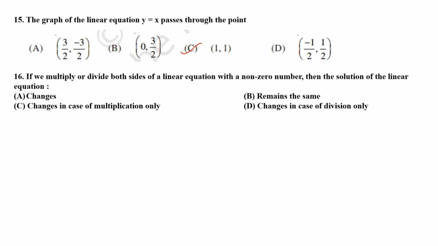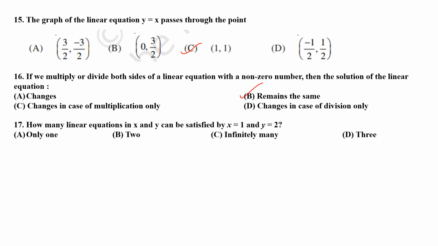Now 16, if we multiply or divide both sides of a linear equation by a non-zero number, then the solution of the linear equation changes or remains the same. We know that in an equation, if you do the same thing on both sides, the equation remains the same only, isn't it? So here there will not be any change in the solution, it will remain the same.